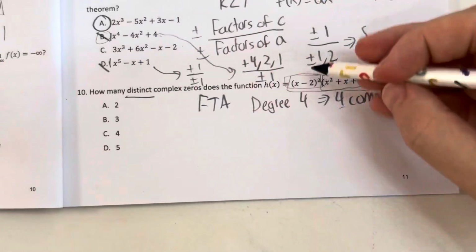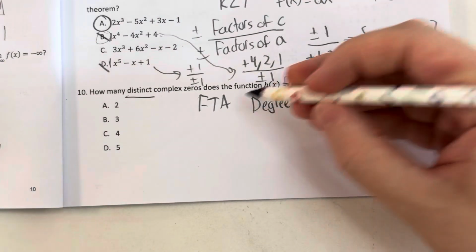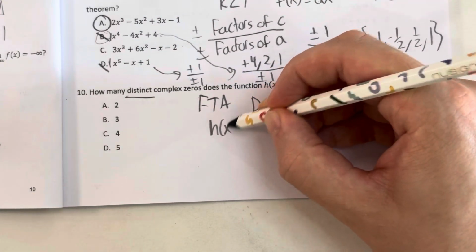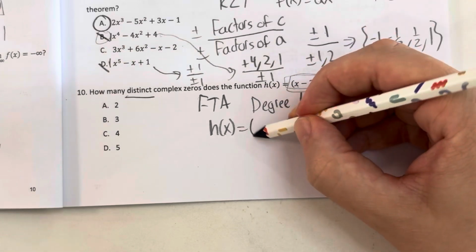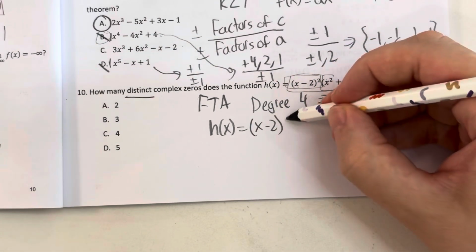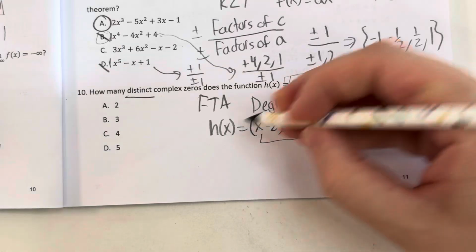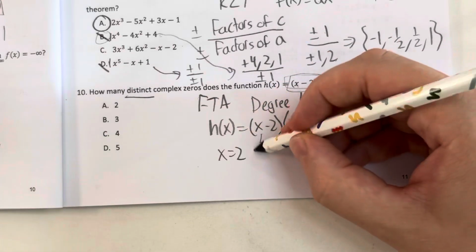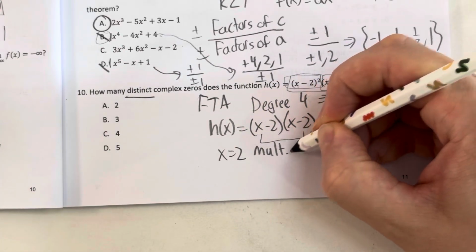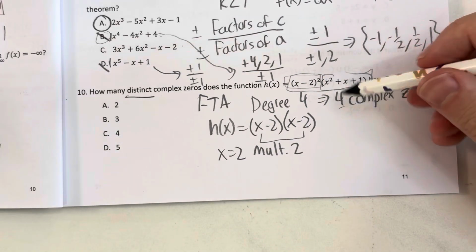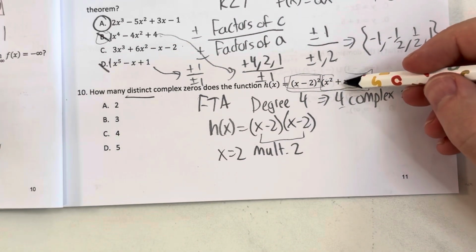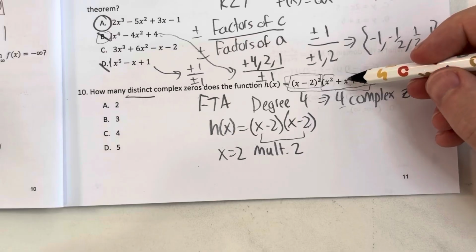But distinct, this right here, what do we have here? Oh, let's expand it out, or rather factor it out. x minus 2 squared means we have x minus 2 times x minus 2, a repeated zero. x equals 2 with multiplicity 2. Now, what is this? How many zeros does this have?